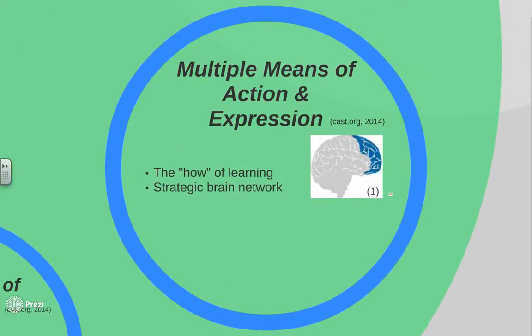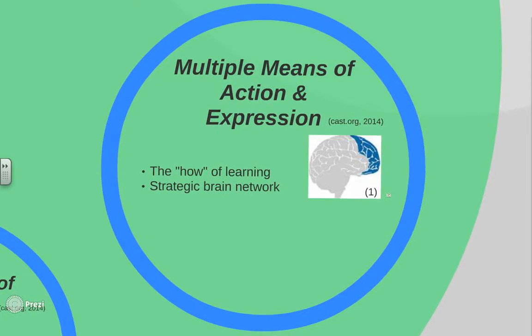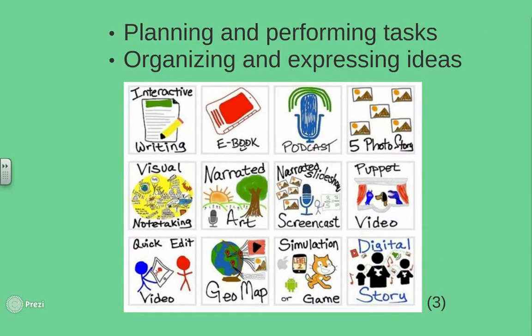Multiple means of action and expression, or the how of learning, utilizes the strategic brain network. The strategic network is used for planning and performing tasks, as well as organizing and expressing ideas. These tasks and ideas might be performed or expressed through writing assignments, videos, simulations, or designing a game, or maybe even a screencast, such as this one, just to give you a few ideas.